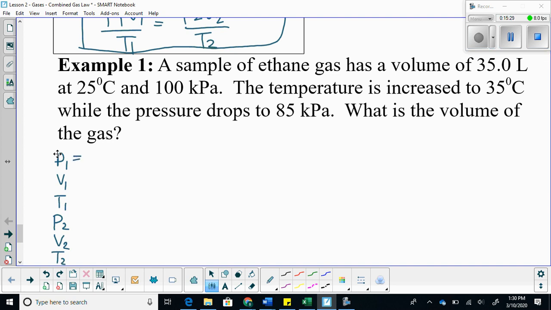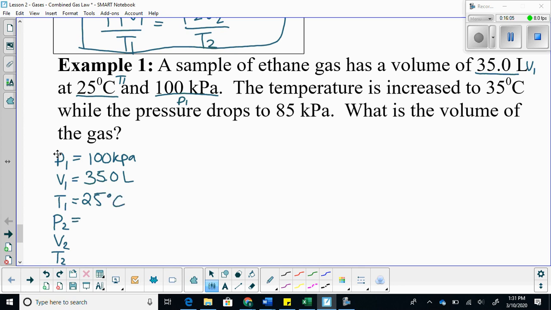P1, what's my P1? This guy right here, this is P1, 100 kilopascals. V1, what is the initial volume of this gas? 35. This is my V1. Make sure you have your units on there. T1, right here. T1 is 25 degrees Celsius.